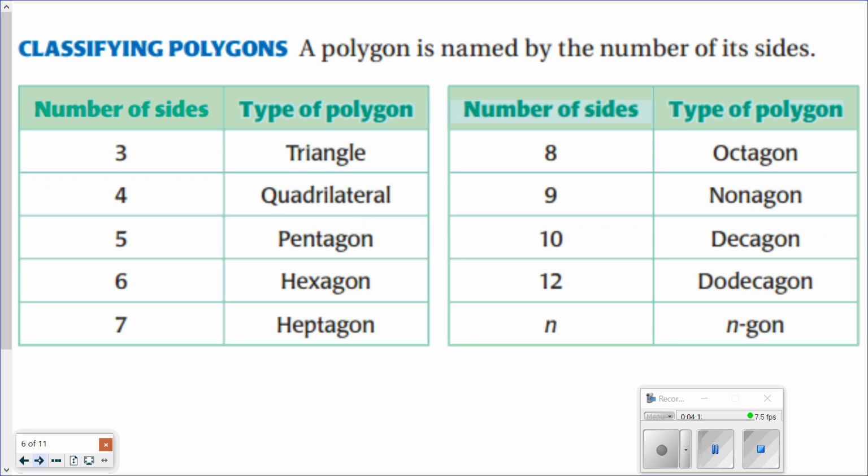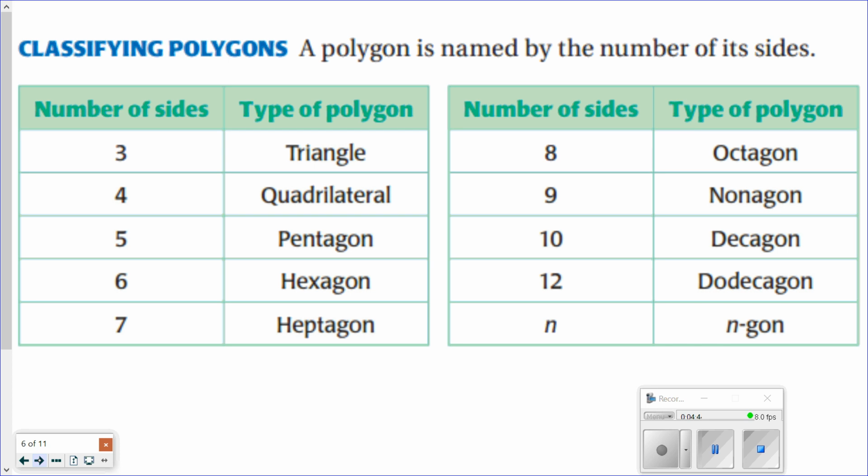Classifying polygons. A polygon is named by the number of its sides. This is something that you will have to memorize. So a 3-sided polygon is a triangle. A 4-sided polygon is a quadrilateral. 5-sided is a pentagon. 6-sided is a hexagon. 7-sided is a heptagon. 8-sided is an octagon. A 9-sided is a nonagon. And a 10-sided is a decagon.